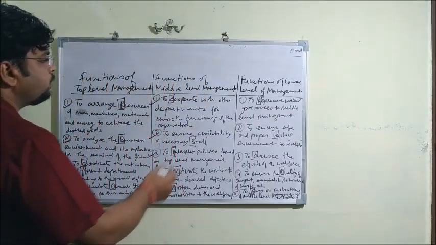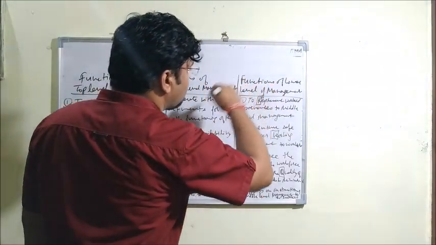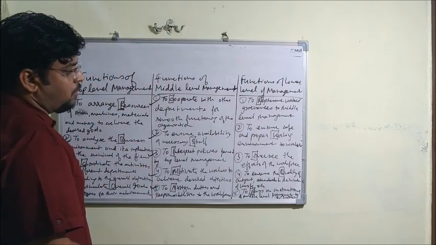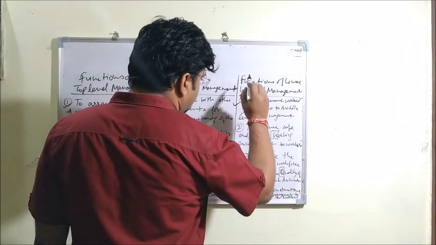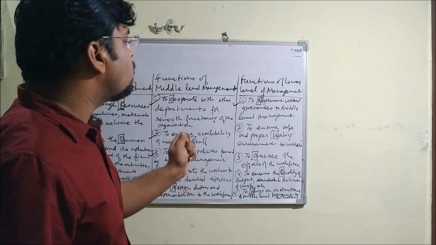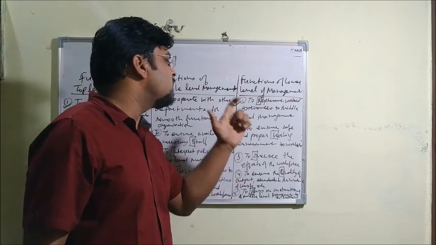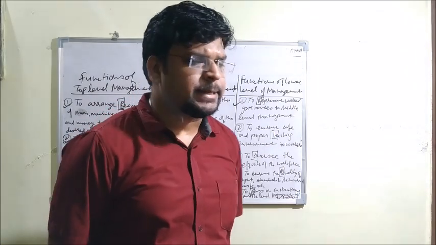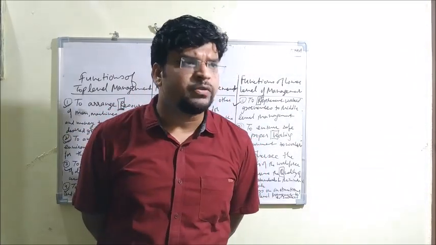Now, it was all about middle level management. Now we are moving to lower level management. Lower level management has the first function, that is to represent workers' grievances to middle level management. We need to understand here what is the meaning of grievances.